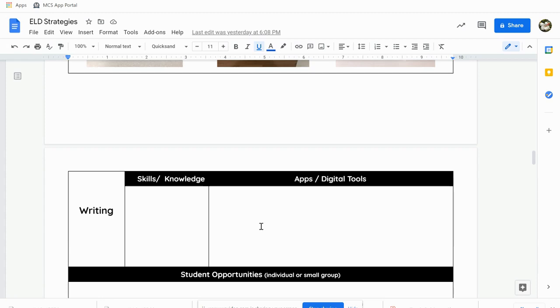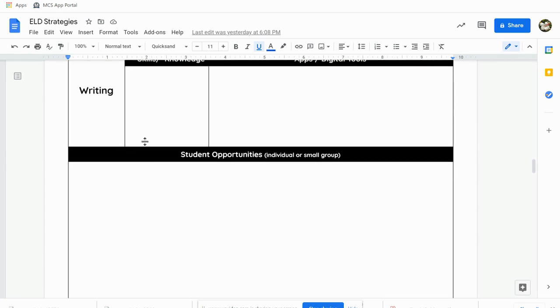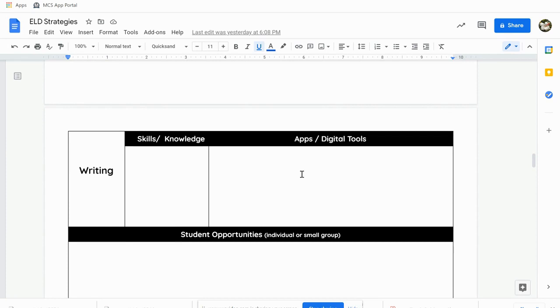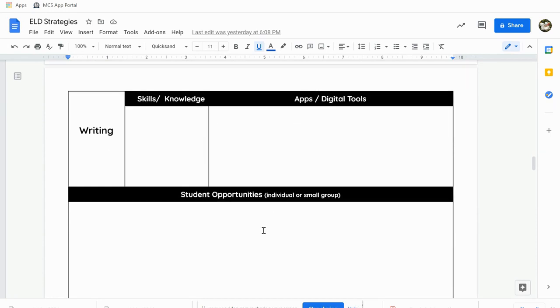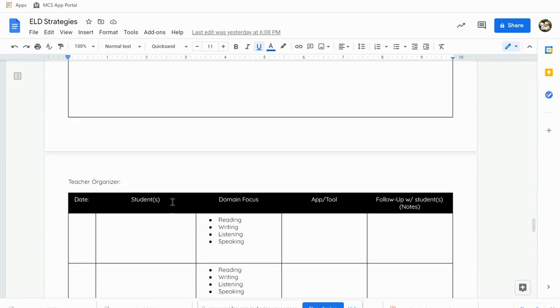And then if you should so happen to have apps or digital tools that can make that feasible for you, that is where you list those here. Okay. And then student opportunities. All right. So now you have the skills, you have the tools. Now, how are they going to be presented in the classroom? What activities and assignments are you going to provide or have the students do in order for them to accomplish all of these skills in the writing section? Okay. So writing, listening, and speaking.